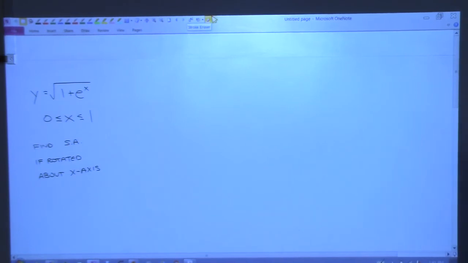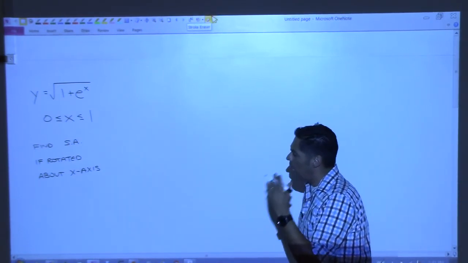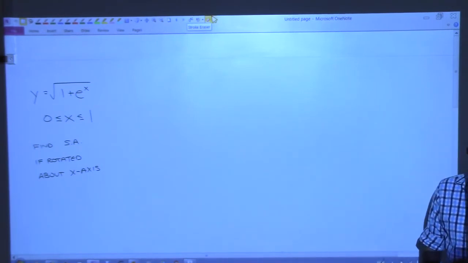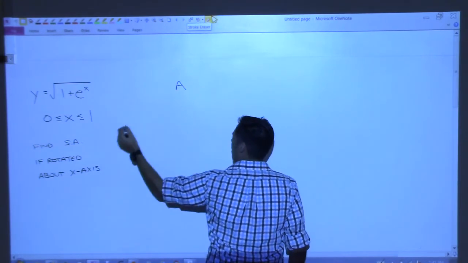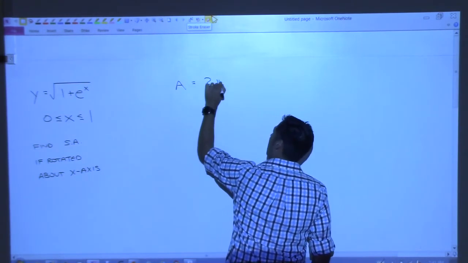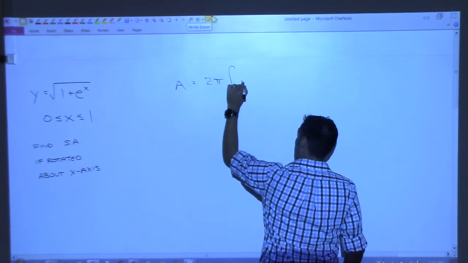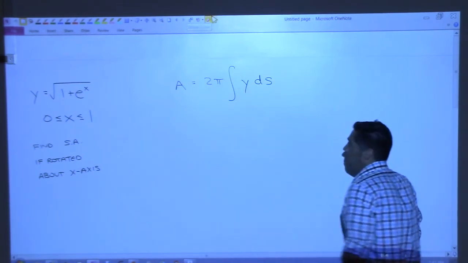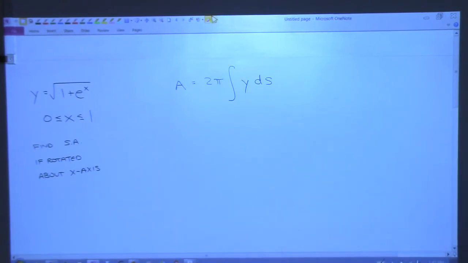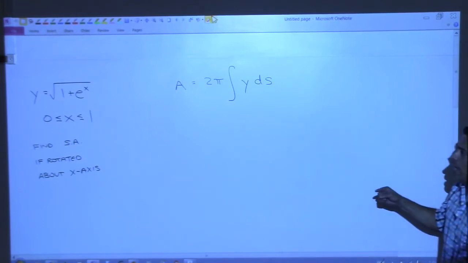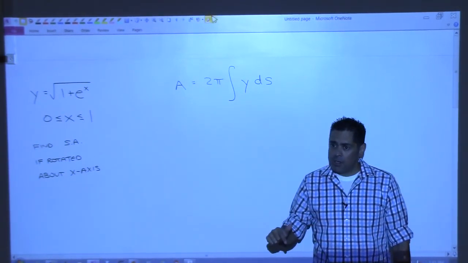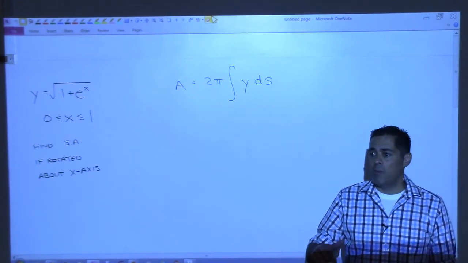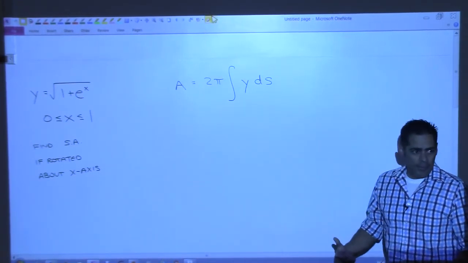Okay, so I want to take this curve between 0 and 1. I want to wrap it around the x-axis and find the surface area. Since I'm going around the x-axis, I know that the surface area is going to be 2 pi integral of y ds. Now, we get to choose what we want to use for ds. Do we want to use the one that has y prime in it and we'll be integrating with respect to x? Or do we want to use the one that has x prime in it and we'll be integrating with respect to y? With respect to x.